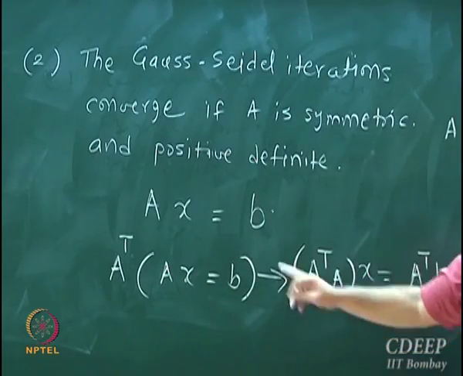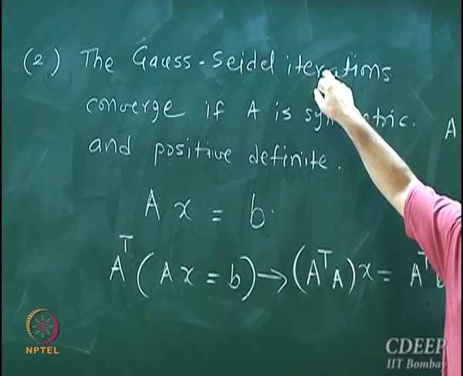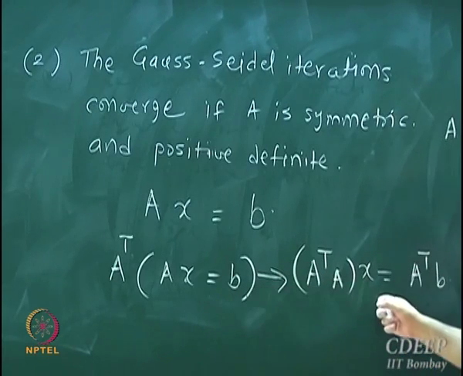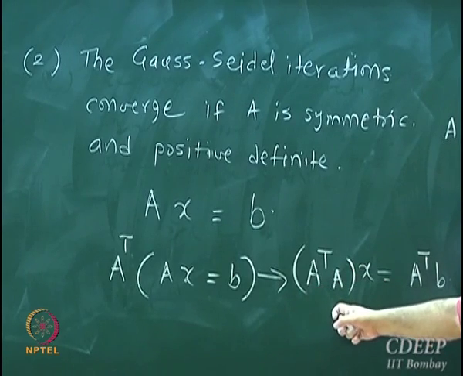Okay, I am going to solve this problem using Gauss-Seidel iterations, making use of this theorem. How do I make use of this theorem to modify my calculations? I pre-multiply both sides by A transpose. This becomes a symmetric positive definite matrix.